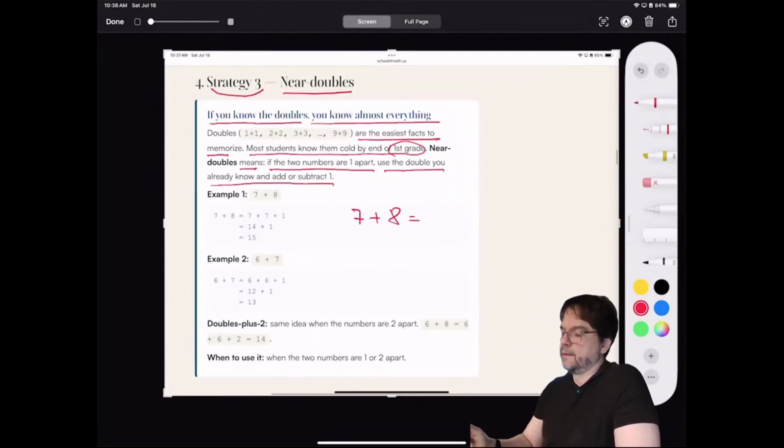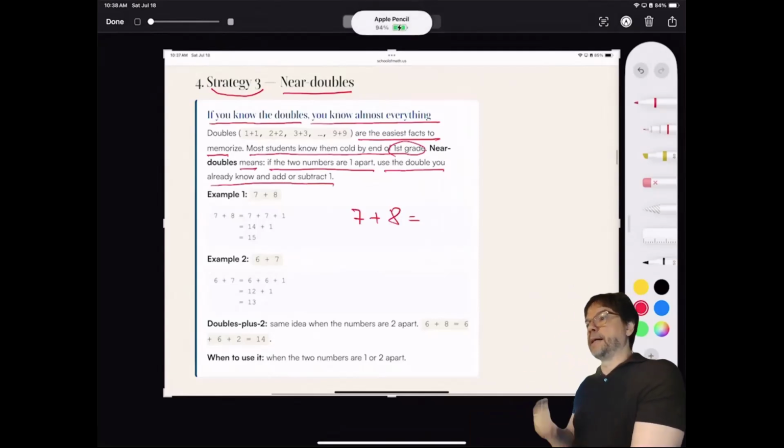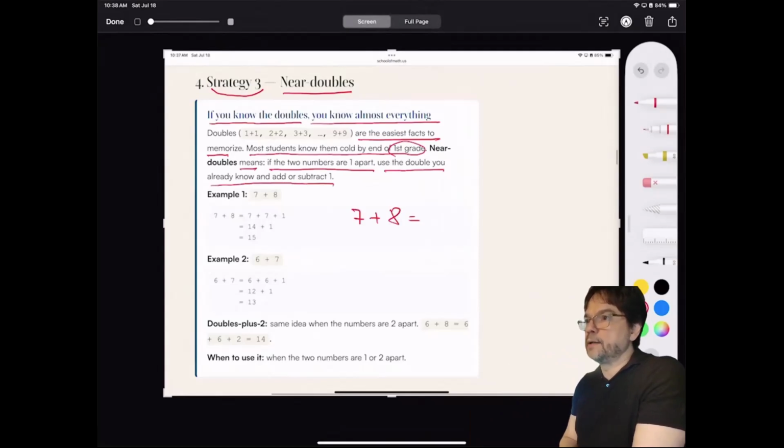Do you know how much is 7 plus 7? But I did 7 plus 8. So I need to add 1. Do you agree? So how much is it? You learned another technique. Okay. Because you know very well the doubles. Is that okay?